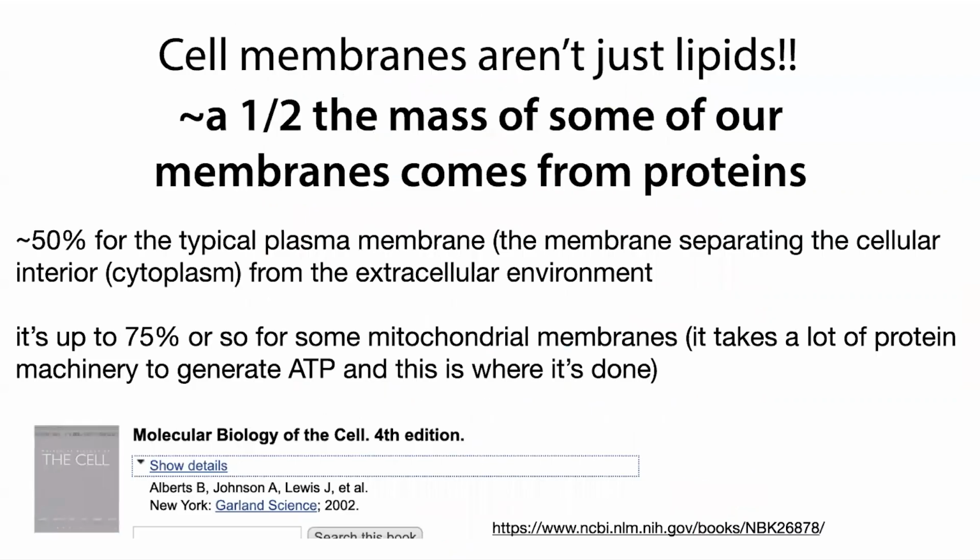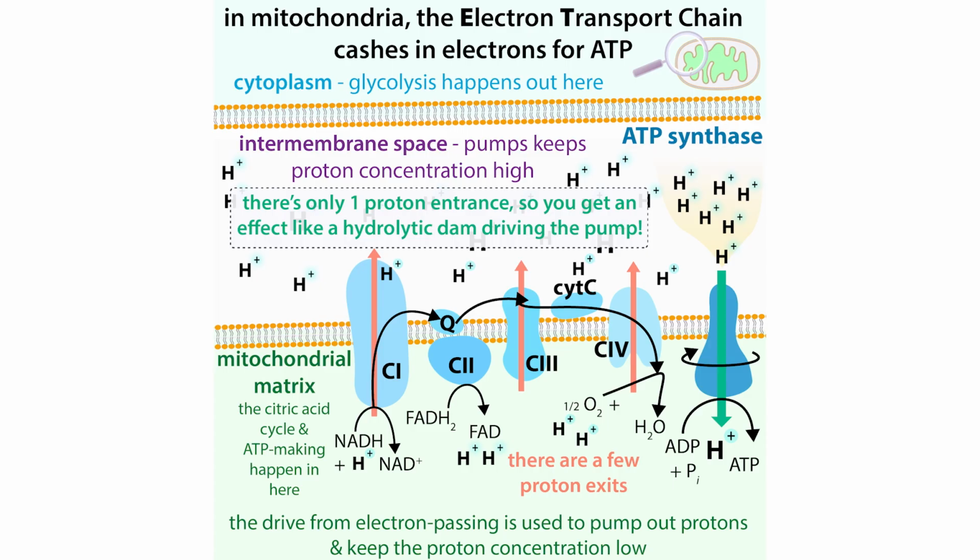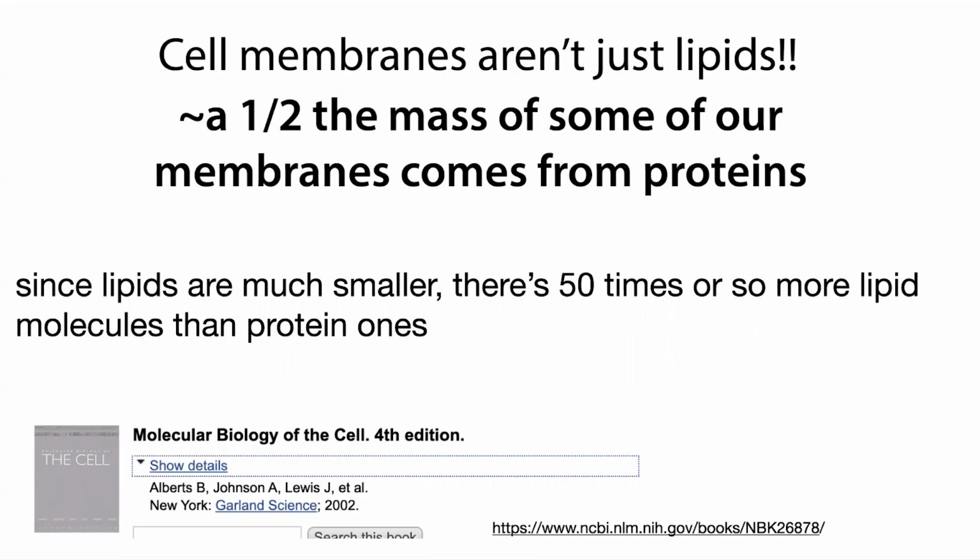And remember that cell membranes aren't just lipids. About half of the mass of some of your membranes is going to come from proteins. When I say some, it's about 50% for the typical plasma membrane, that membrane that's separating your cellular interior, your cytoplasm, from the extracellular environment. It gets up to about 75% or so for some mitochondrial membranes, where you have that energy making taking place. It takes a lot of protein machinery and it's all clustered together. Since lipids are much smaller than proteins, though, there are actually about 50 times or more lipid molecules than protein ones.